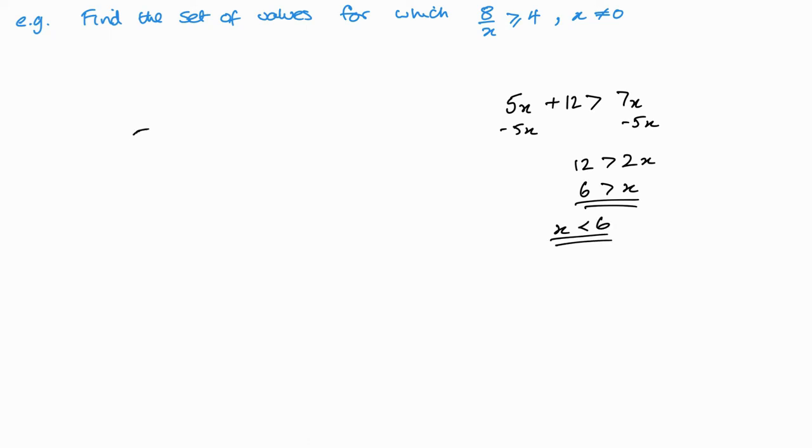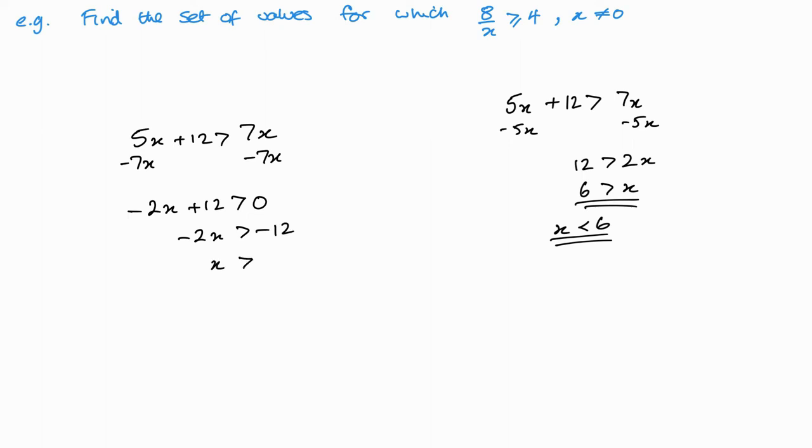Now, if I take that same example and I take 7x from both sides, you can see I'm left with minus 2x plus 12 is greater than 0. Take away 12 from both sides, minus 2x is greater than negative 12. And if I just divide it by 2, x is greater than positive 6. So x is greater than 6.